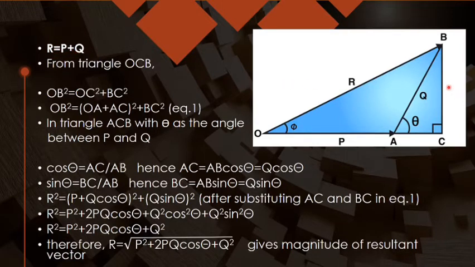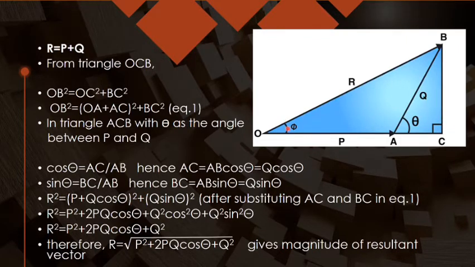Now what we have done, we have drawn a perpendicular from B to this P vector produced. It is meeting here at C point and this angle is 90 degrees. So this is your right angle triangle. OCB is a right angle triangle. In this right angle triangle, OB square equals OC square plus BC square. Because this is a right angle triangle, by Pythagoras theorem, you know that your OB square, the hypotenuse, equals base square plus perpendicular square.